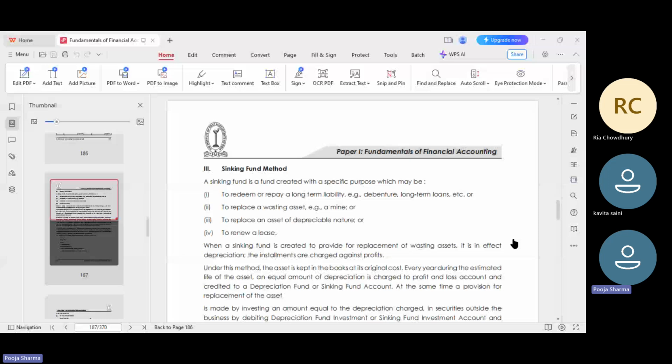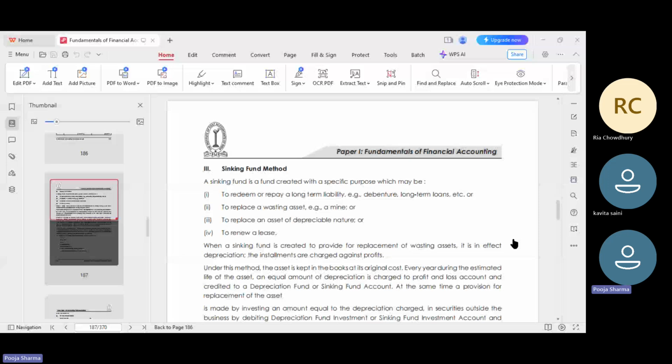All the methods, whether it is SLM or WDV, depend on the necessity of the organization or entrepreneur and where we are doing the business. So it is just a unique way of handling depreciation by setting aside some money over time to replace the asset, by the time we are expected to use it, at the end of its useful life. So the method is useful for businesses that need to plan for a large costly replacement.